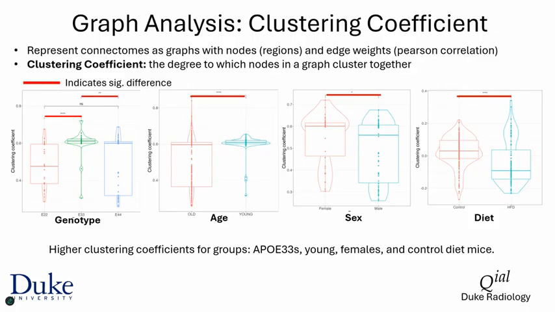Here are some examples of clustering coefficients for genotype, age, sex, and diet. We noticed that E333 had a higher clustering coefficient, while younger mice had a clustering coefficient, as well as females, and lastly, the control diet.